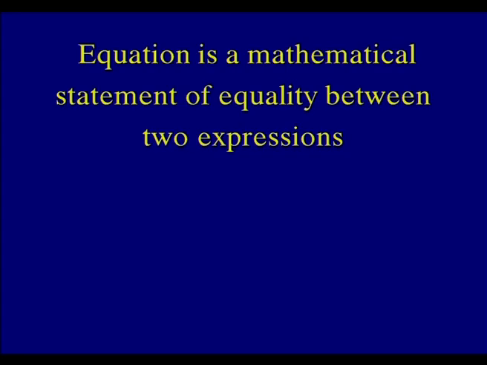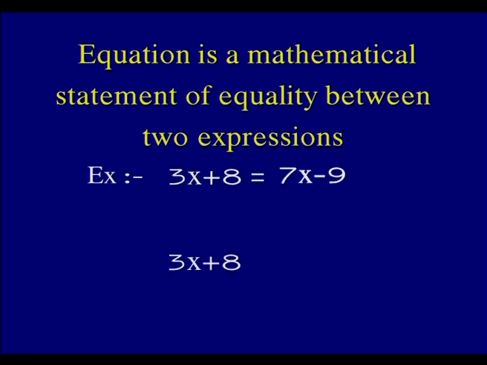An equation is a mathematical statement of equality between two expressions. For example, 3x plus 8 is equal to 7x minus 9. In this, 3x plus 8, which is the left hand side of the is equal to symbol, is called LHS, whereas 7x minus 9, which is the right hand side of the is equal to symbol, is called RHS.